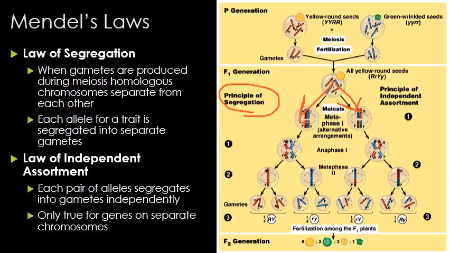Now, the law of independent assortment talks about when things are lining up in metaphase. So if I have mom's version for chromosome 1, 2, and 3, and dad's chromosomes 1, 2, and 3, which order and which side mom's goes on and which side dad goes on is completely random. Now, this is only going to be true for genes on separate chromosomes. If they are linked, or they are on the same chromosome, they will be inherited together.